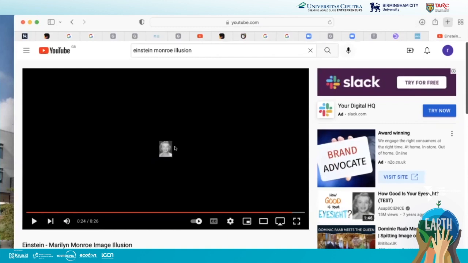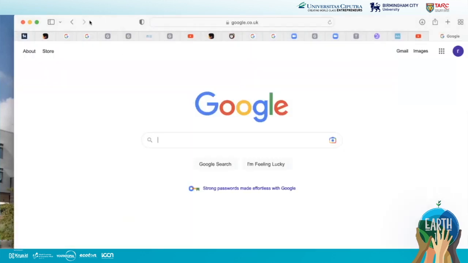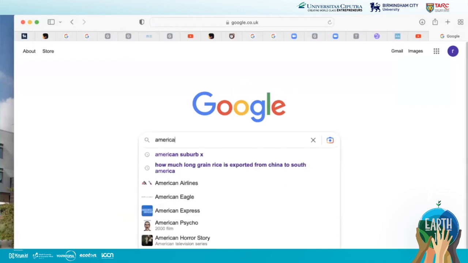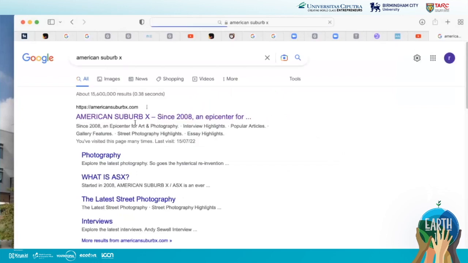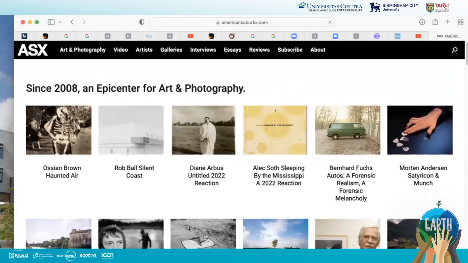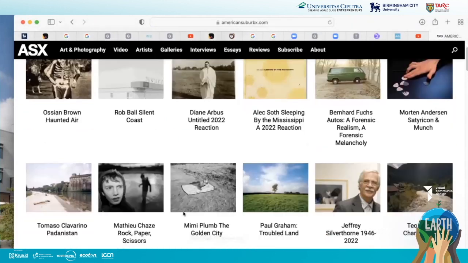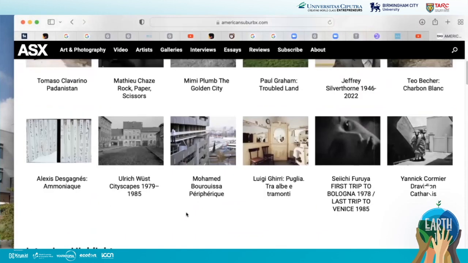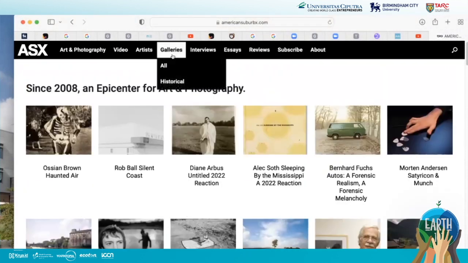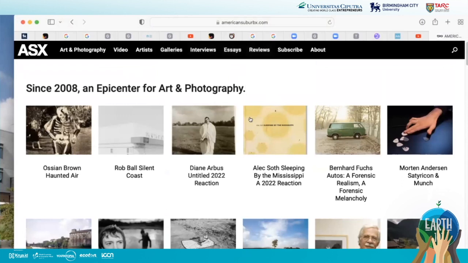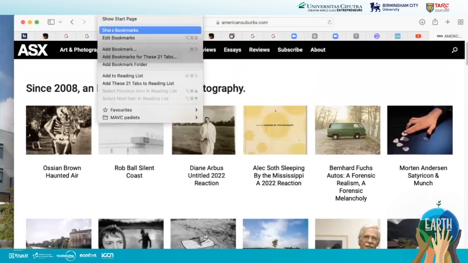So if you were doing, for example, photography, you would look at American Suburb X. This website is all about different types of photography, from fine art photography and documentary photography to historical elements. You'll find interviews, videos, gallery visits, essays and reviews here. So American Suburb is pretty useful. Again, I'm going to show my bookmarks.